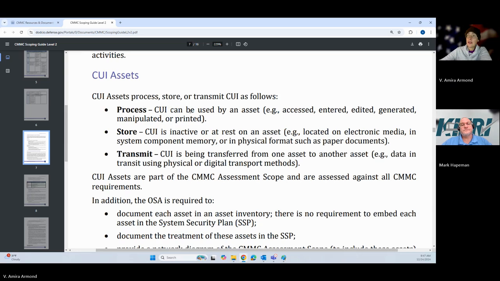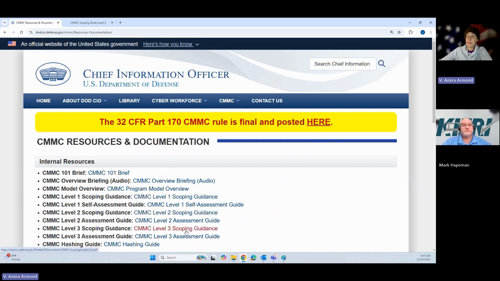These words, "can be used by an asset," have been in the scoping guide since the beginning of CMMC, and it's always been a problem. Now, this is the final version, the 2024 version that came out with the CMMC final rule. And what I saw is in level 1 and level 3 of the CMMC scoping guide. So there's 3 different scoping guides, right? One for each level: level 1, 2, and 3.